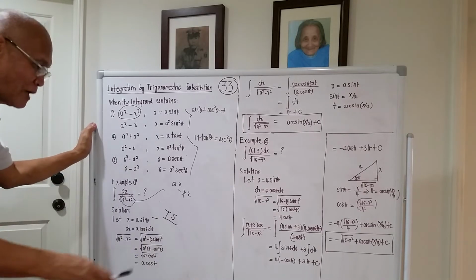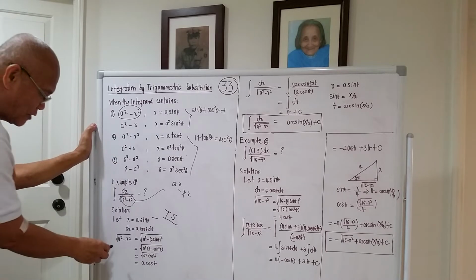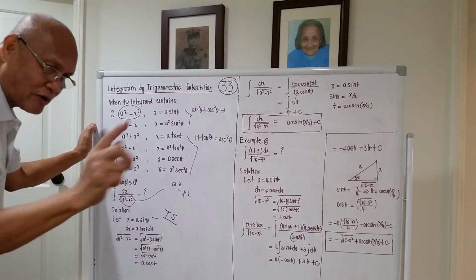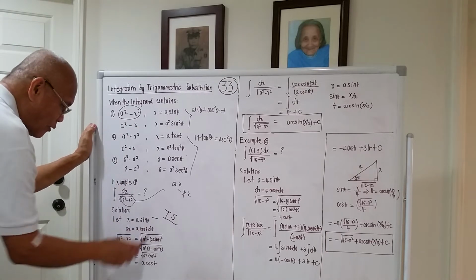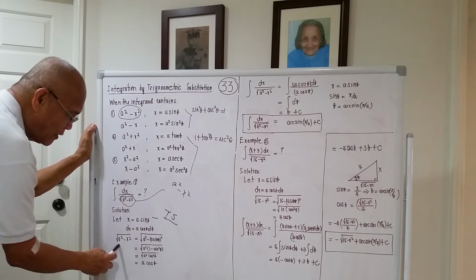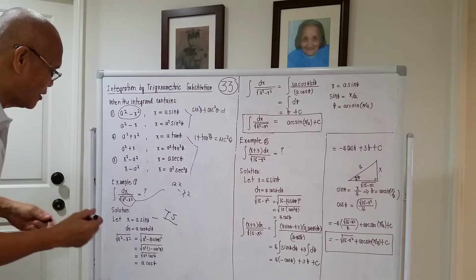Going back to the problem now, rewriting. Now, let's compute the value of the square root of a square minus x square as a function of the trigonometric substitution. Equal to the square root of, we are following this, a square minus x square. But what is x? What is x?